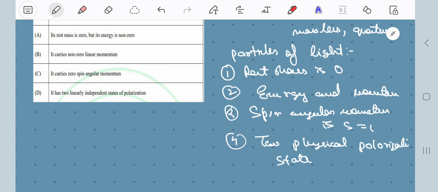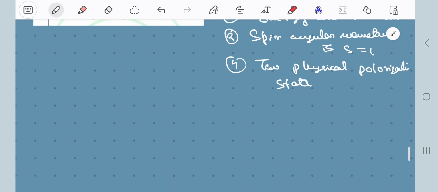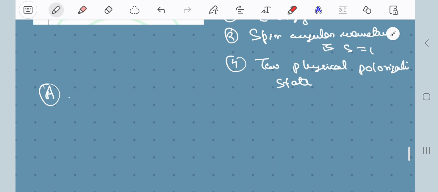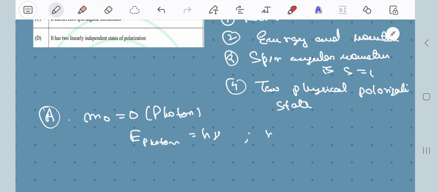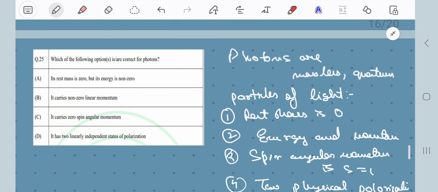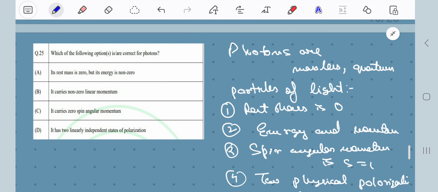Okay, now let us verify each of these options. Okay, so option A. It is given in option A that its rest mass is 0, correct. Okay, m0 is 0 for a photon, but its energy content is not 0. So the energy of a photon is given by h nu, where h is the Planck's constant and nu is the frequency. Fine, therefore its energy content is not 0. Therefore option A is correct.